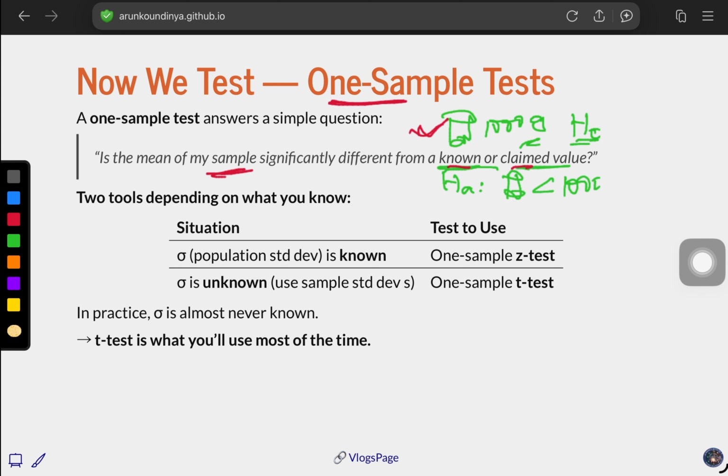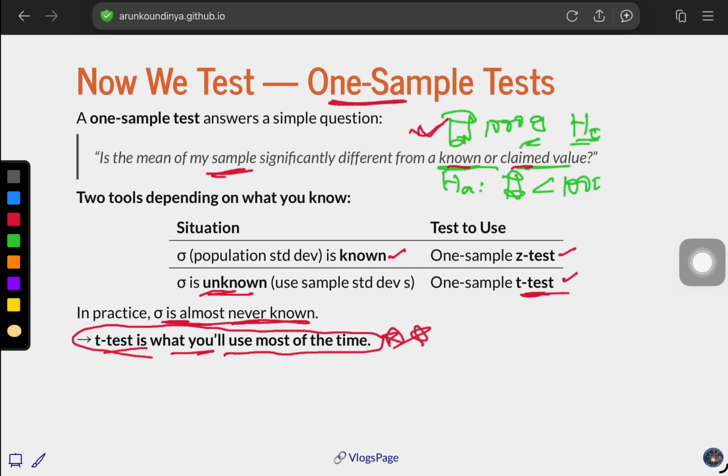For that we generally use two types of tests, which are the z-test and the t-test. When our population standard deviation is known, which is not famously known, then we usually use the z-test. When the population standard deviation is unknown, which is actually most of the cases, we use the t-test. So in practice, sigma is never known, so the t-test is what you will use most of the time, which is what I was saying in the previous episodes as well.